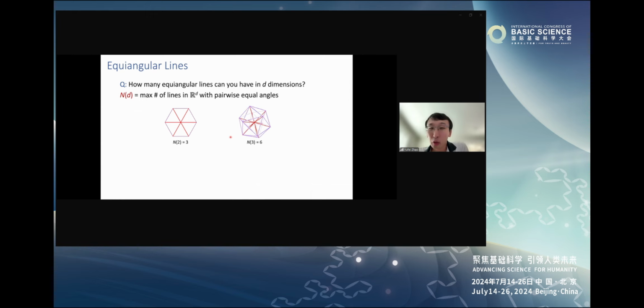Already in 3 dimensions, it's a little hard to imagine, but it turns out the answer is 6, as shown here: the 6 diagonals of a regular icosahedron.